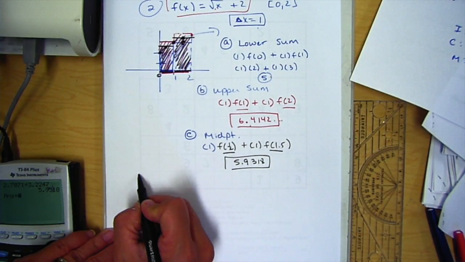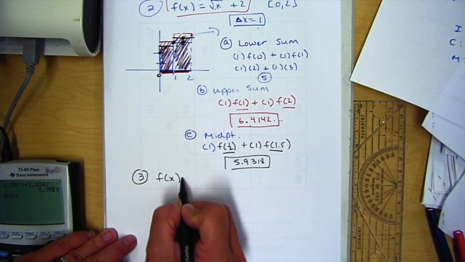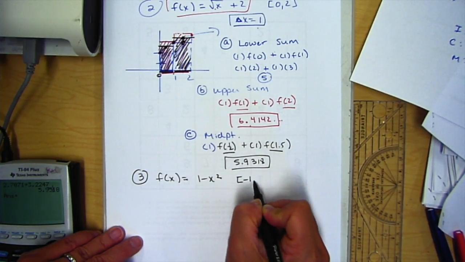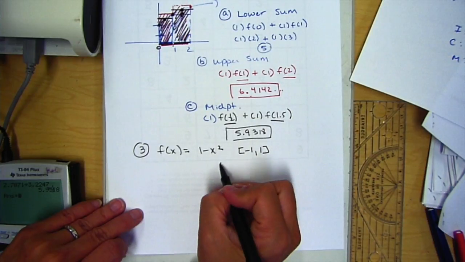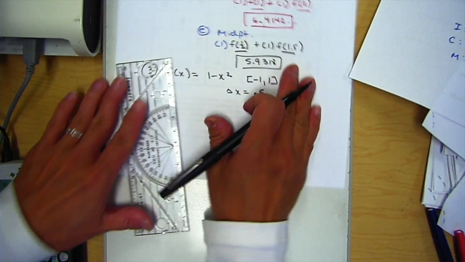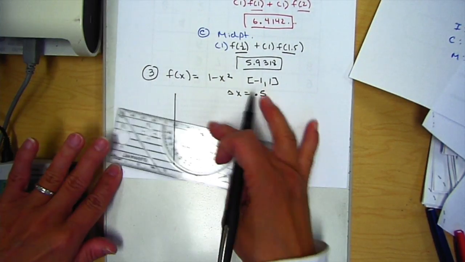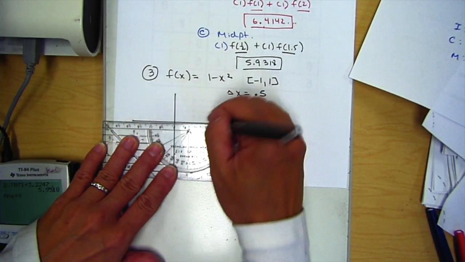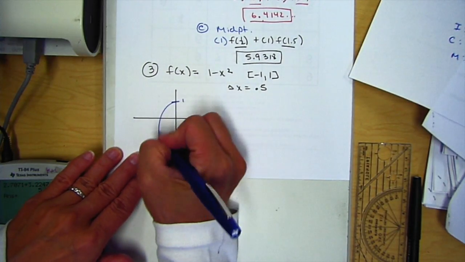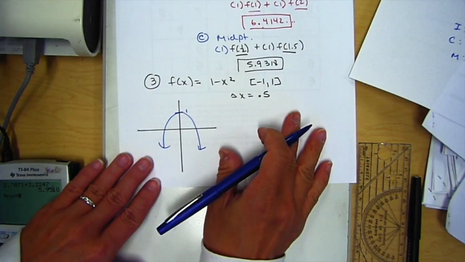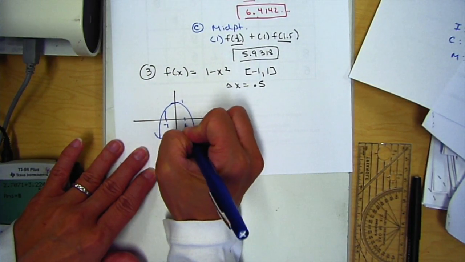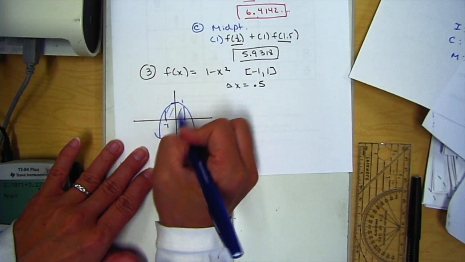Okay, let's do one last one. Function is going to be 1 minus x squared, and I'm going to look from -1 to 1, and we're going to use delta x equals 0.5. So sketch the curve always first so you can get an idea of what's happening. So 1 minus x squared looks like this, but I only want to look at the graph from -1 to 1. -1 is here, +1 is here, so this is the area I'm trying to come up with.